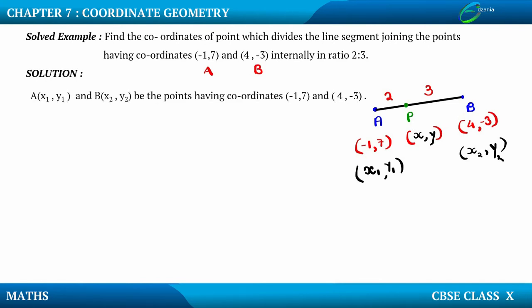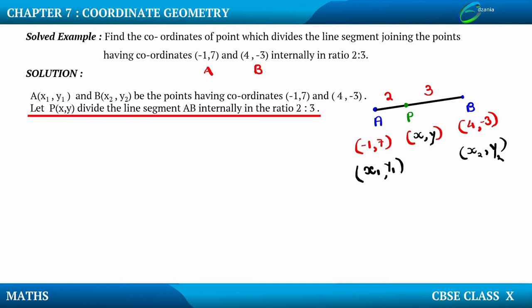So let A (x1, y1) and B (x2, y2) be the points having coordinates (-1, 7) and (4, -3). And let P be the point (x, y) which divides the line segment AB internally in the ratio 2 is to 3. So we know the formula that x is equal to (mx2 + nx1) upon (m + n). Now we have all the values: x1 is equal to -1, y1 is equal to 7, x2 is equal to 4, y2 is equal to -3. And we also have m is to n, so m here is 2 and n here is 3.